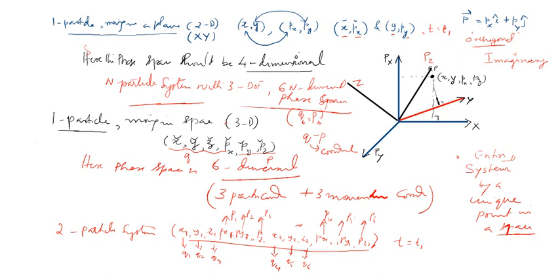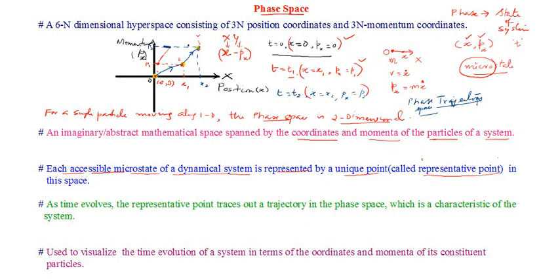What is phase space? Mathematically speaking, for an n particle system, a phase space is a 6n dimensional hyper, imaginary space, or mathematical space.